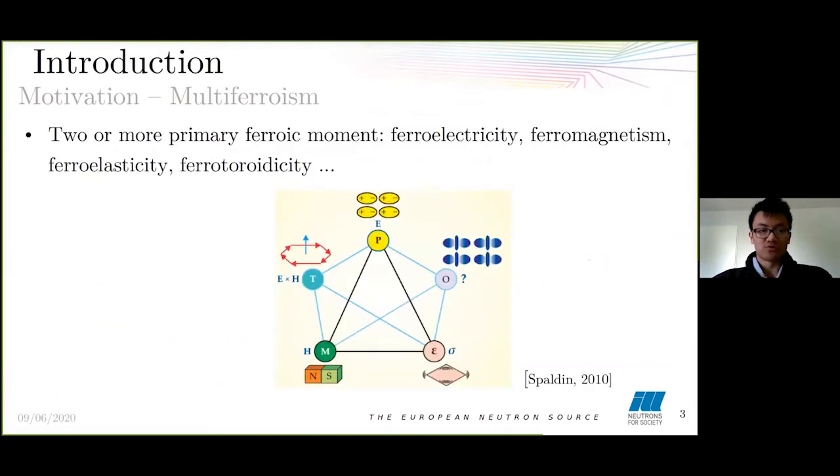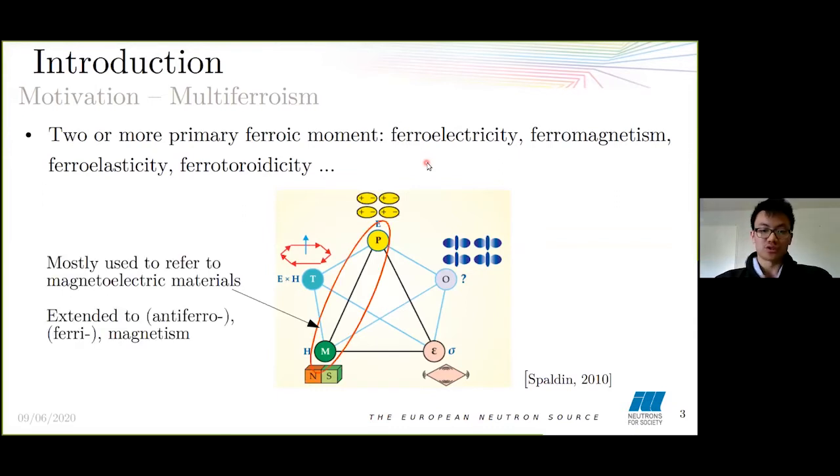So my PhD project relates to the topic of multiferroism. A material is said to be multiferroic when it has two or more primary ferroic moments. And these materials are very interesting. For example, you can have a material in which you can interact with the magnetic moment with the electric field and vice versa. Now this multiferroic term is mostly used to refer to these magneto-electric multiferroic materials, and the definition has been extended to all kinds of magnetic order, such as antiferromagnetism and ferrimagnetism.